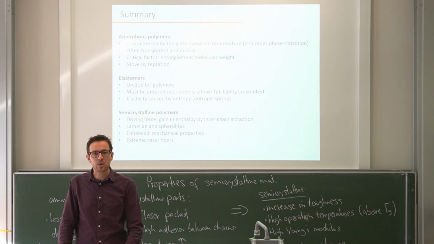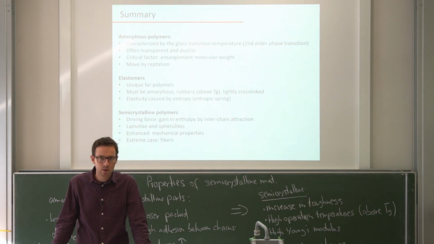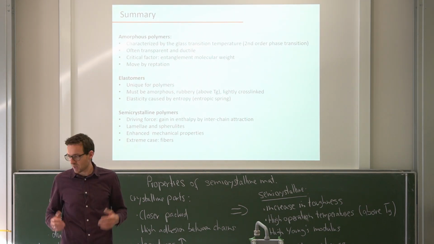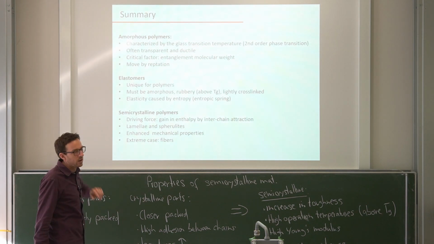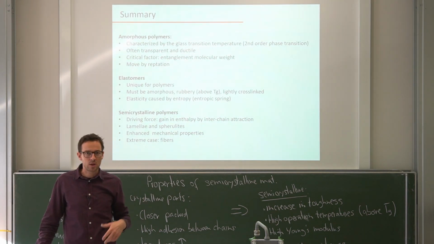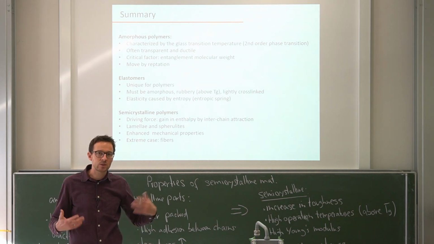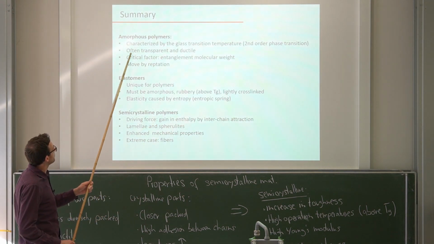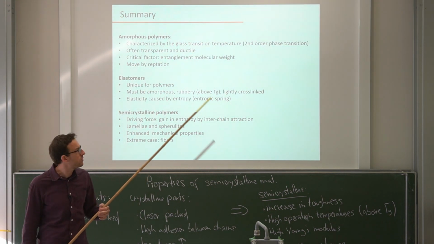Okay, with this, I'm at the end of this set of lectures about polymer materials, and I just want to take a few minutes to recapitulate these different substance classes. So amorphous polymers, as you've seen, are characterized by the glass transition temperature. We discussed that this is the second order phase transition where the dynamics of the material changes, but not the physical configuration of molecules.